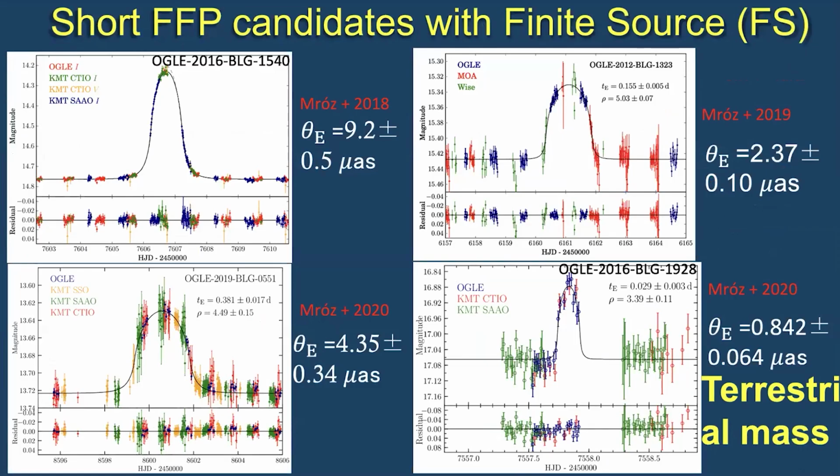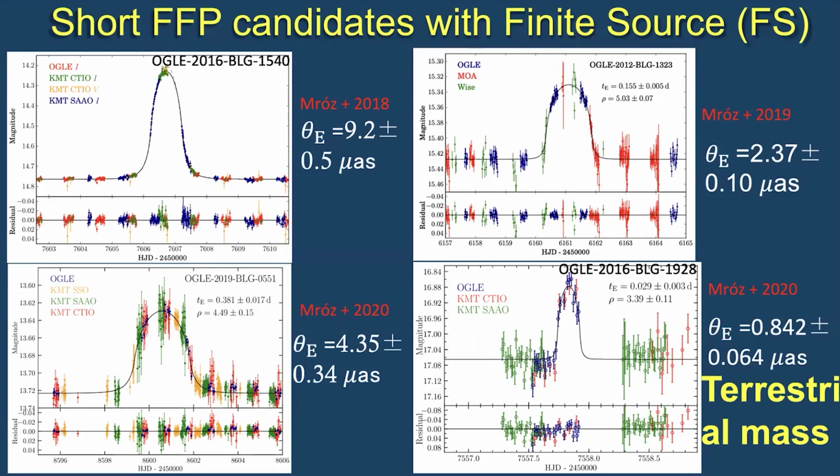Many microlensing surveys like KMT and OGLE are detecting such short time scale events with finite source effect. Here are some examples. This Einstein angular size theta E is 9 micro-arcseconds. This is 2 micro-arcseconds and 4 micro-arcseconds. So these are very likely planetary mass.